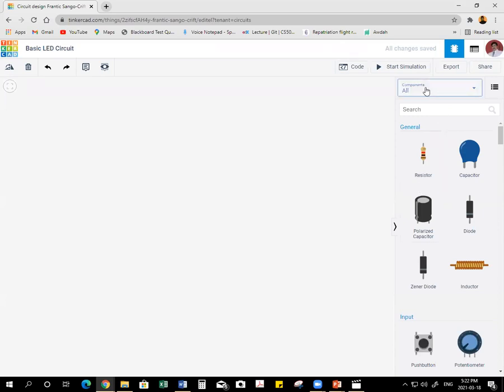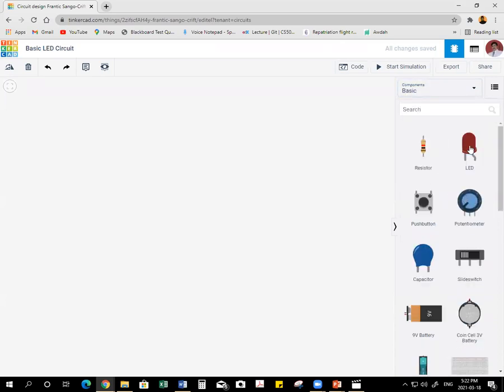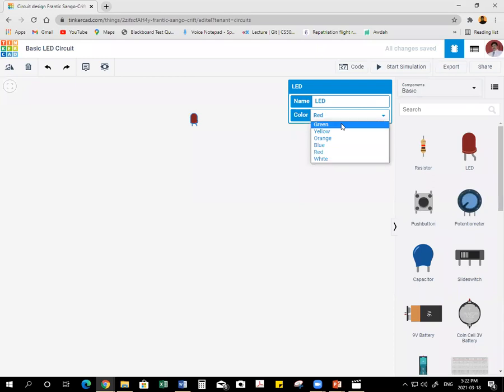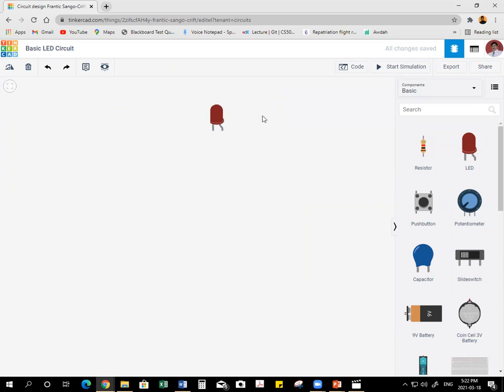Now if you see the basics, then you have an LED here. If you place the LED, just drag and drop, it's very easy to use. Here we can have the name LED. You can have different colors of LED: green, yellow, orange, blue, red, white. Okay, I will use red only. You can zoom the components.